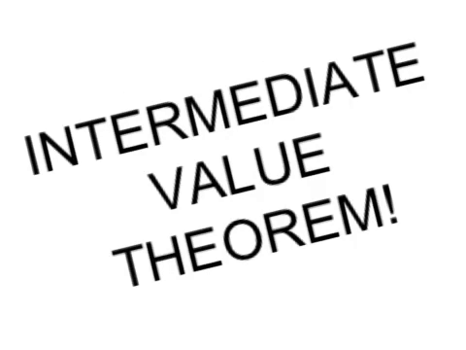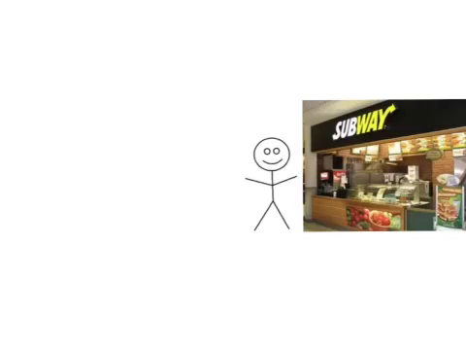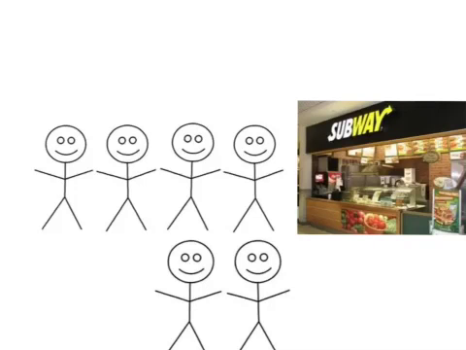Here we'll be learning about the intermediate value theorem. So here you have a Subway restaurant and you have one person waiting in line at 0 minutes. But 5 minutes later, you now have 6 people waiting in line at Subway.